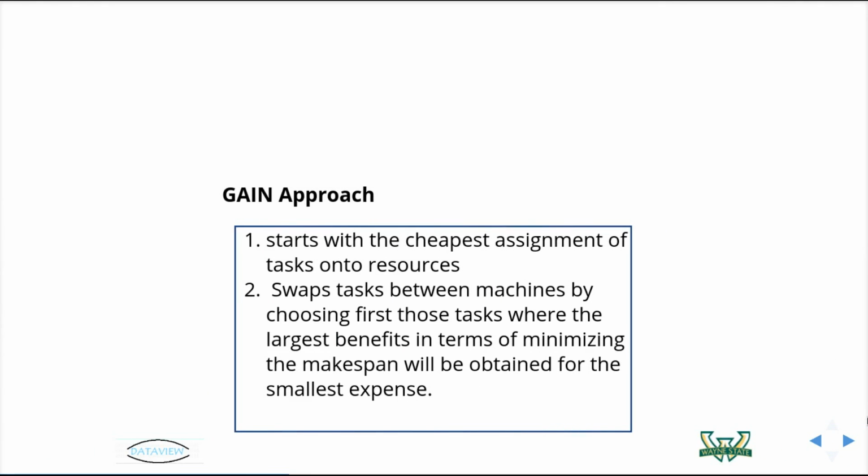In the gain approach, it starts with the cheapest assignment of tasks onto resources. Again, it will swap the tasks between the machines by choosing those tasks where the largest benefit in terms of minimizing the makespan will be obtained for the smallest expense.